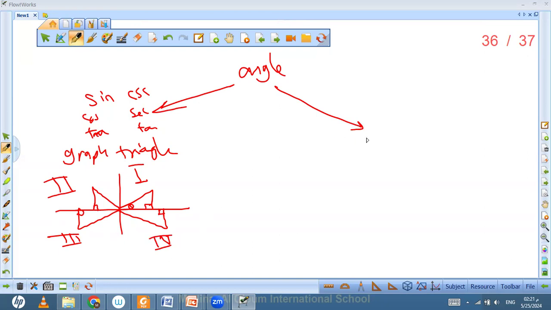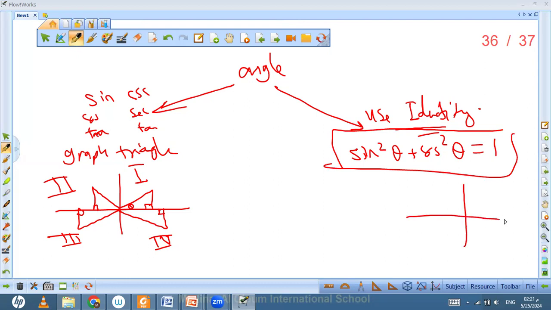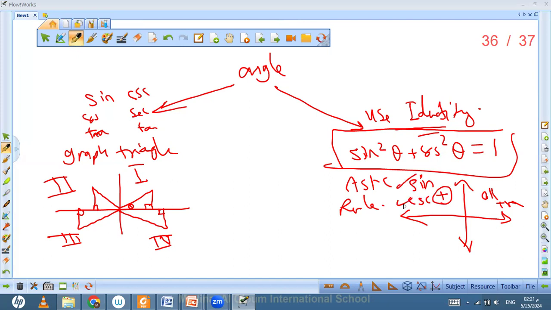Second one, guys, identity. Use identity. What is identity? We proved this one in class, guys: sine squared theta plus cosine squared theta equals 1. And you must apply the ASTC rule. What is the ASTC rule? Here, all trig functions are positive. Here, only sine and its reciprocal are positive. If the angle is in second, only sine is positive. If the angle is in third, only tan and cotan are positive. If the angle is in fourth, only cosine and secant are positive.